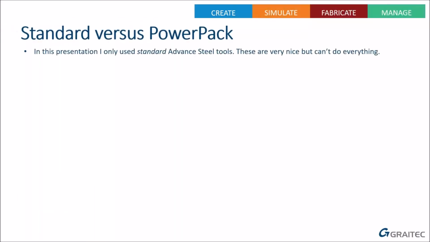So all of the tools I've shown you today are part of standard Advanced Steel. There's nothing special, nothing extra there. Those tools are very nice, but they can't do absolutely everything. Graitec do produce an extra suite of tools for Advanced Steel known as PowerPack Professional. That has lots of extra joints, I think it's 30 or something extra joints, and macros and things for Advanced Steel, such as exploding the model easily or exploding parts and so on, that are useful extra tools on top of the basic Advanced Steel functions.